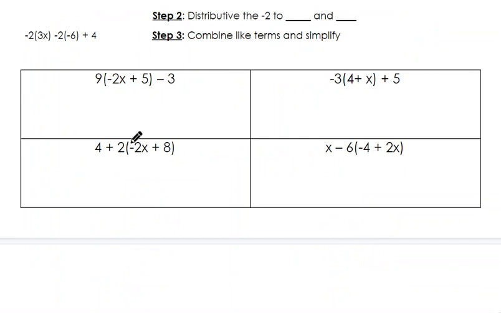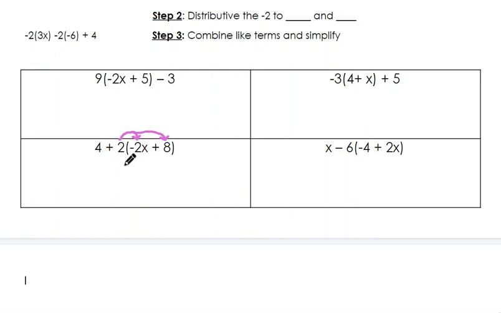All right, I have 4 plus 2 parentheses, -2x plus 8 close parentheses. So I have to get rid of those parentheses. So I take the number on the outside, multiply it to the stuff on the inside. So the 2 is touching the parentheses, so I have to distribute first. I cannot do 4 plus 2 first. I have to distribute. Think about order of operations, stuff like that. You have to do parentheses first, and you have to multiply before you can add.